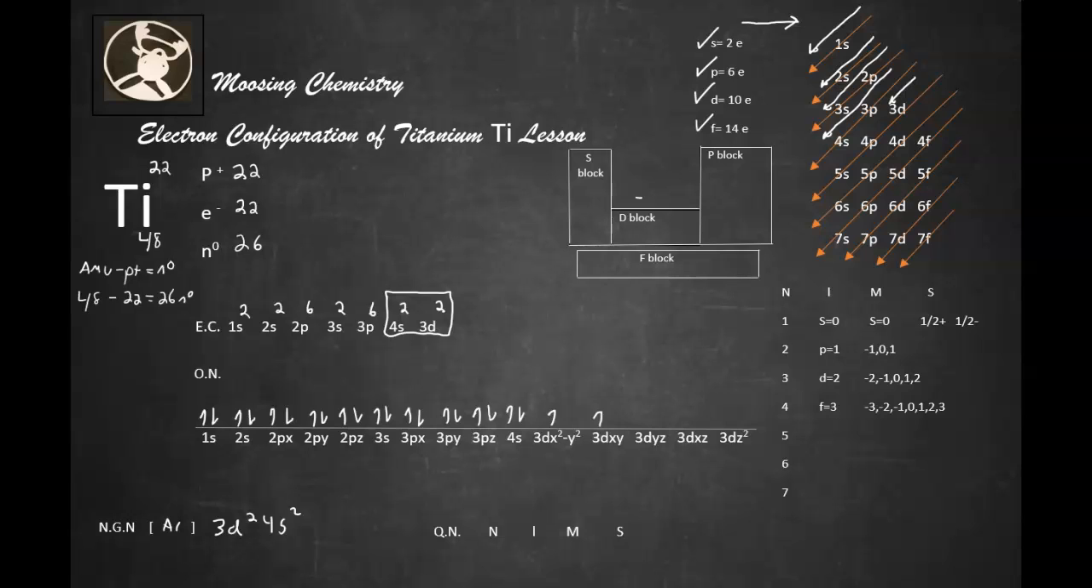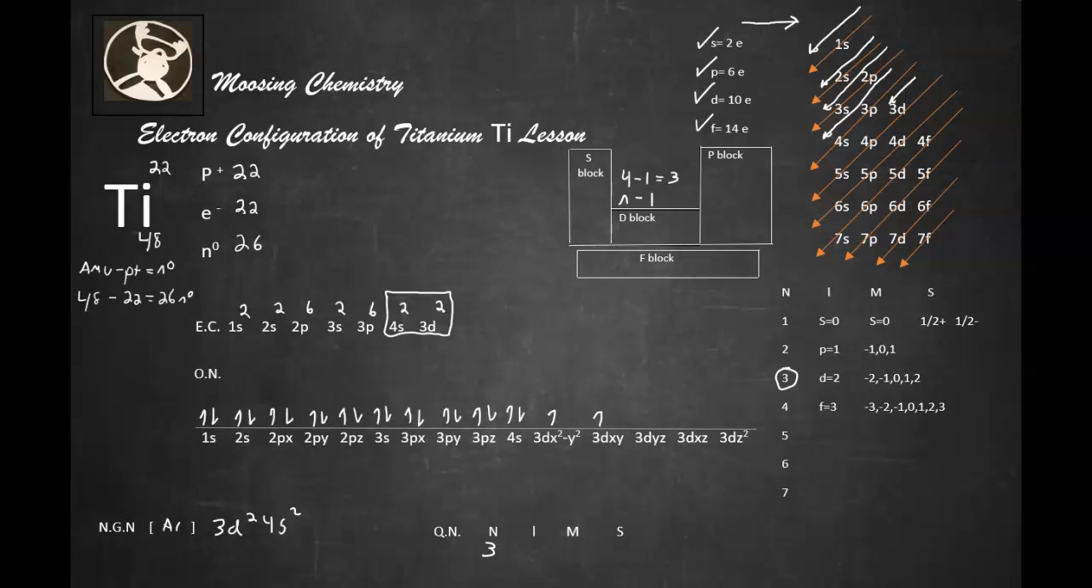All right, now when you look at the quantum notation, the first thing you're tempted to do is write a 4 for titanium, but don't do that, because remember, d block is n minus 1, right? So you're going to write 4 minus 1 to get 3. So the n value in this case is going to be 3.